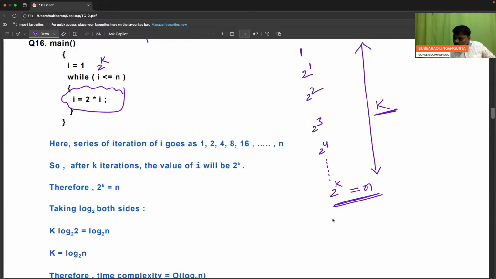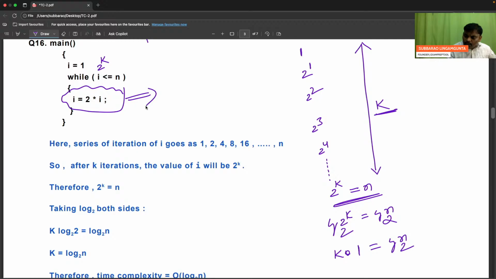So apply log base 2 to both sides. Log of 2 power k base 2 equals log n base 2. So it became k into log 2 base 2, which is 1, equal to log n base 2. So k became log n base 2. Remember, this loop is repeating log n base 2 times. So time complexity became big O of log n.